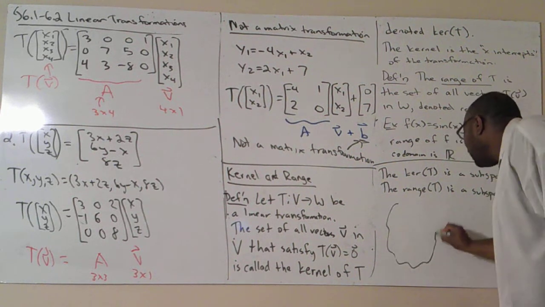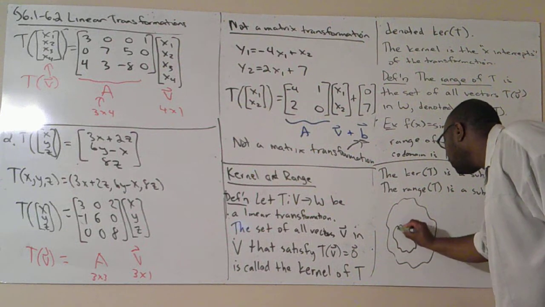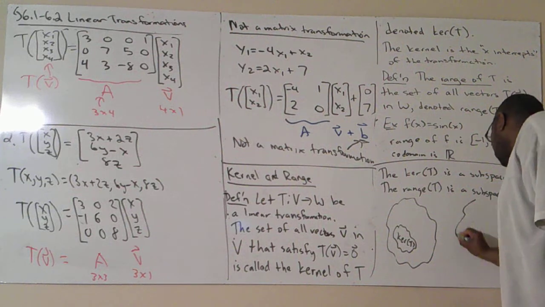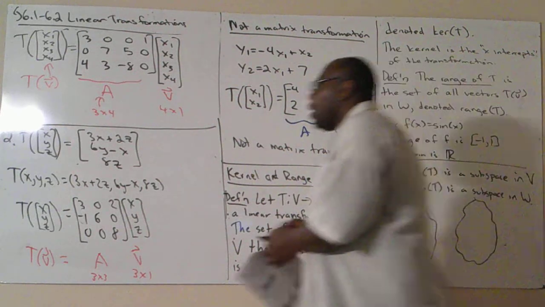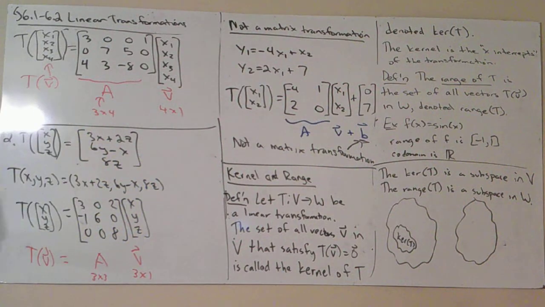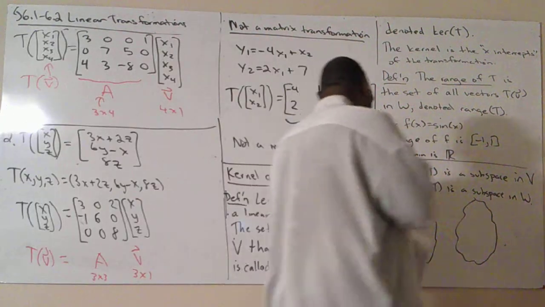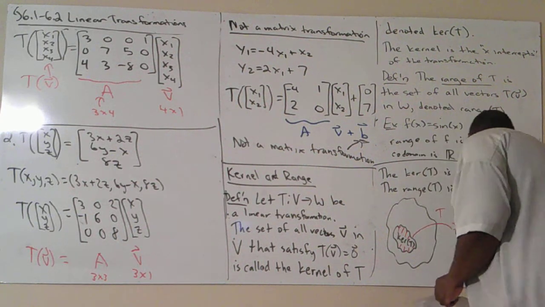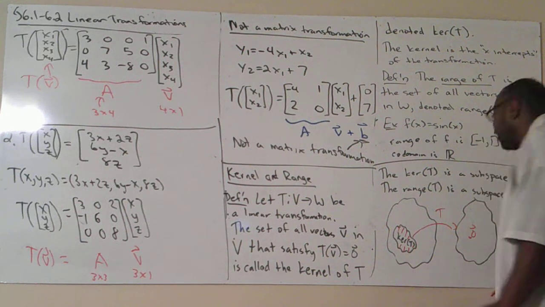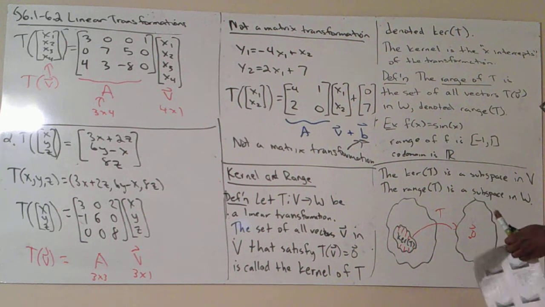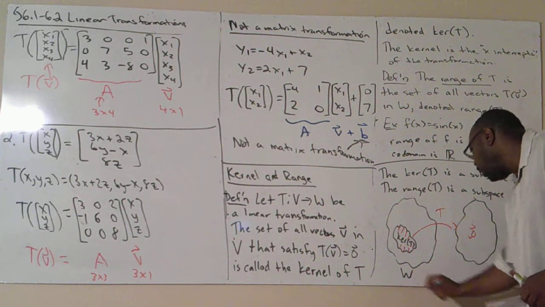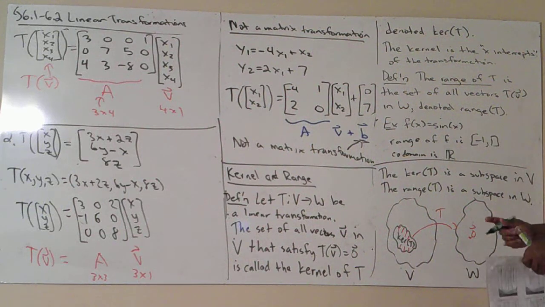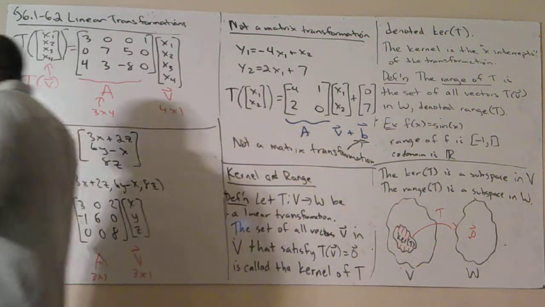Again, let me kind of illustrate this. So here, suppose that this is the kernel of T. All the values in the kernel of T will go to the zero vector in W. V in W. All right, so almost done.